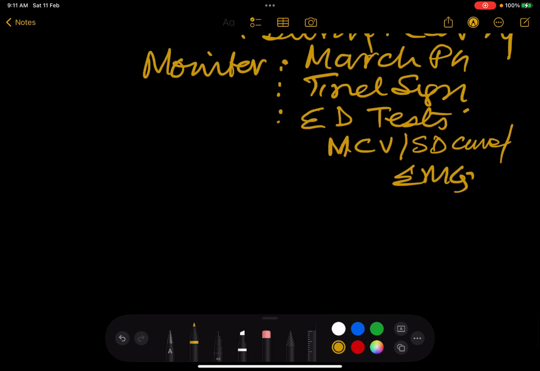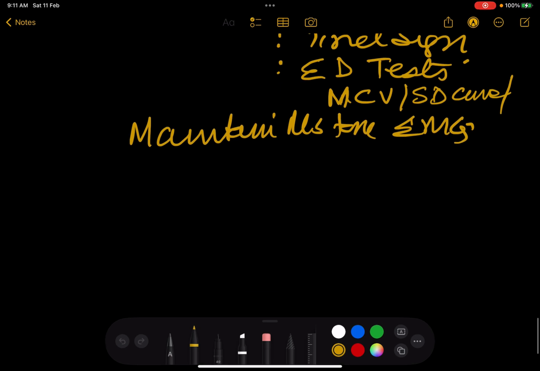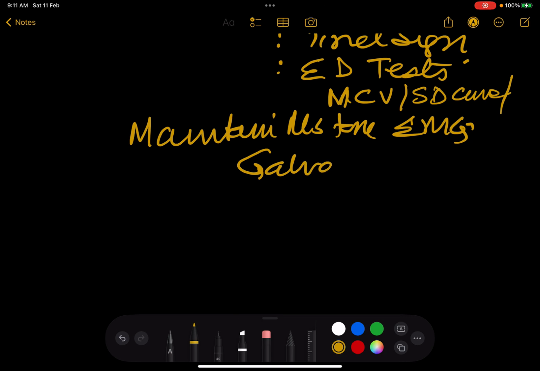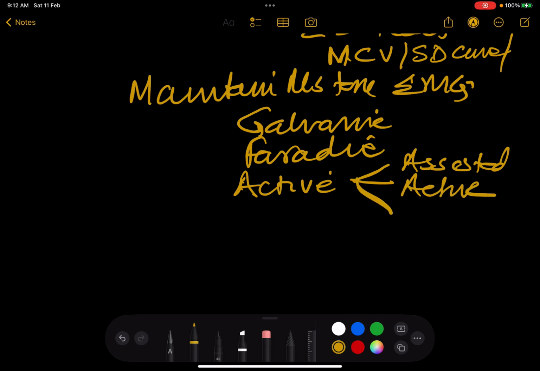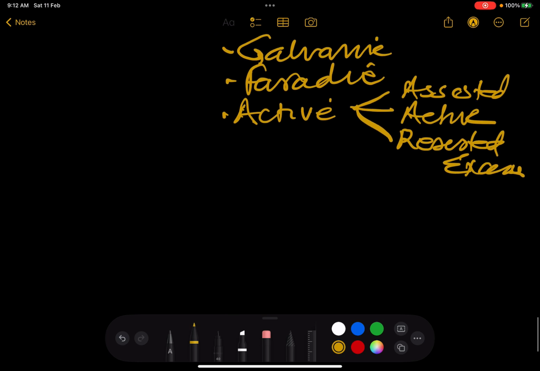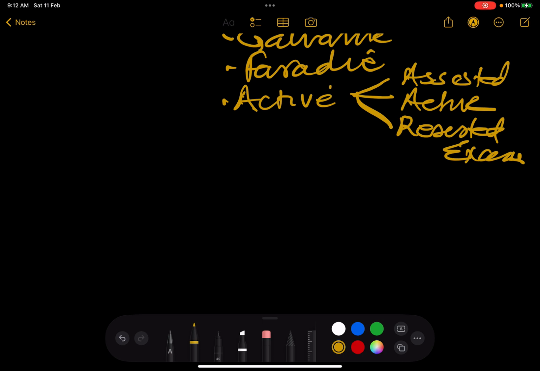So you monitor recovery. Then you maintain muscle tone, first by galvanic stimulation, then by faradic, because galvanic, a long duration current, stimulates the muscle directly, the short duration current only stimulates the nerve. Then you have active assisted, active only, and active resisted exercises.